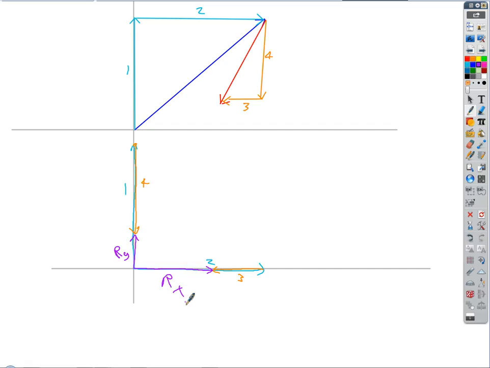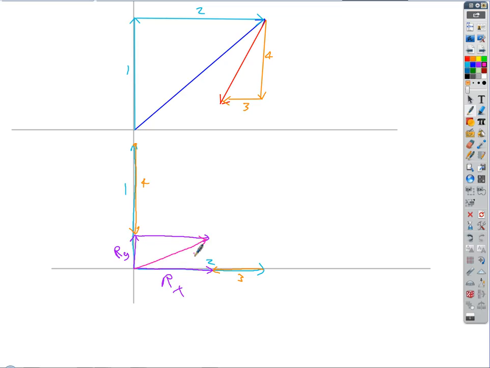All I've got to do is take those and add them up tip to tail, and it's easy, right? I'll just redraw it. I'm just going to take this guy and scoot him up there, like so. And then here is my result, right?